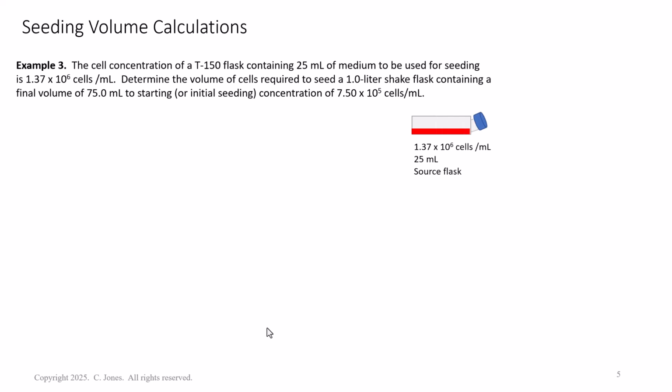Again, I just like to sketch out the information in the problem. So we have our source flask. It's 1.37 times 10 to the 6 cells per mil, and we have a volume of 25 mils. We want to then passage this into a shake flask at 7.5 times 10 to the 5th cells per mil, final volume of 75.0 mils. So this is our destination flask.